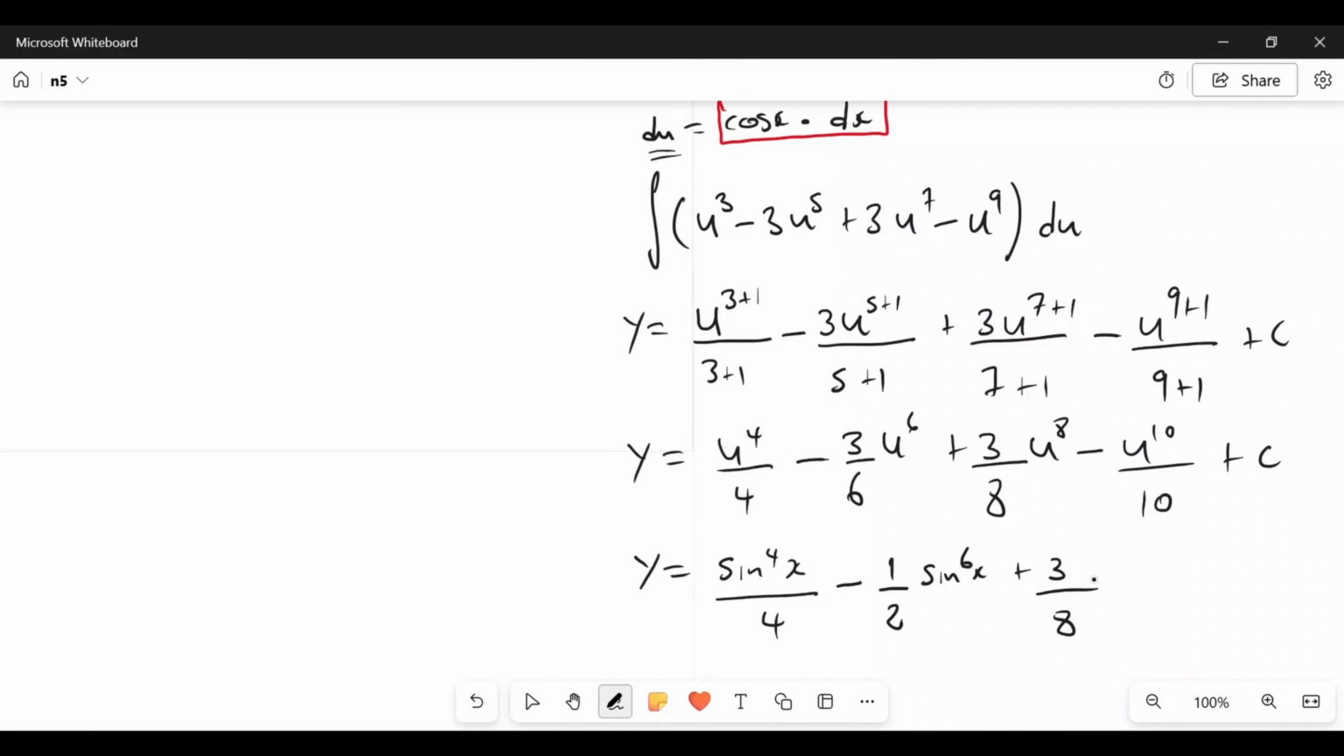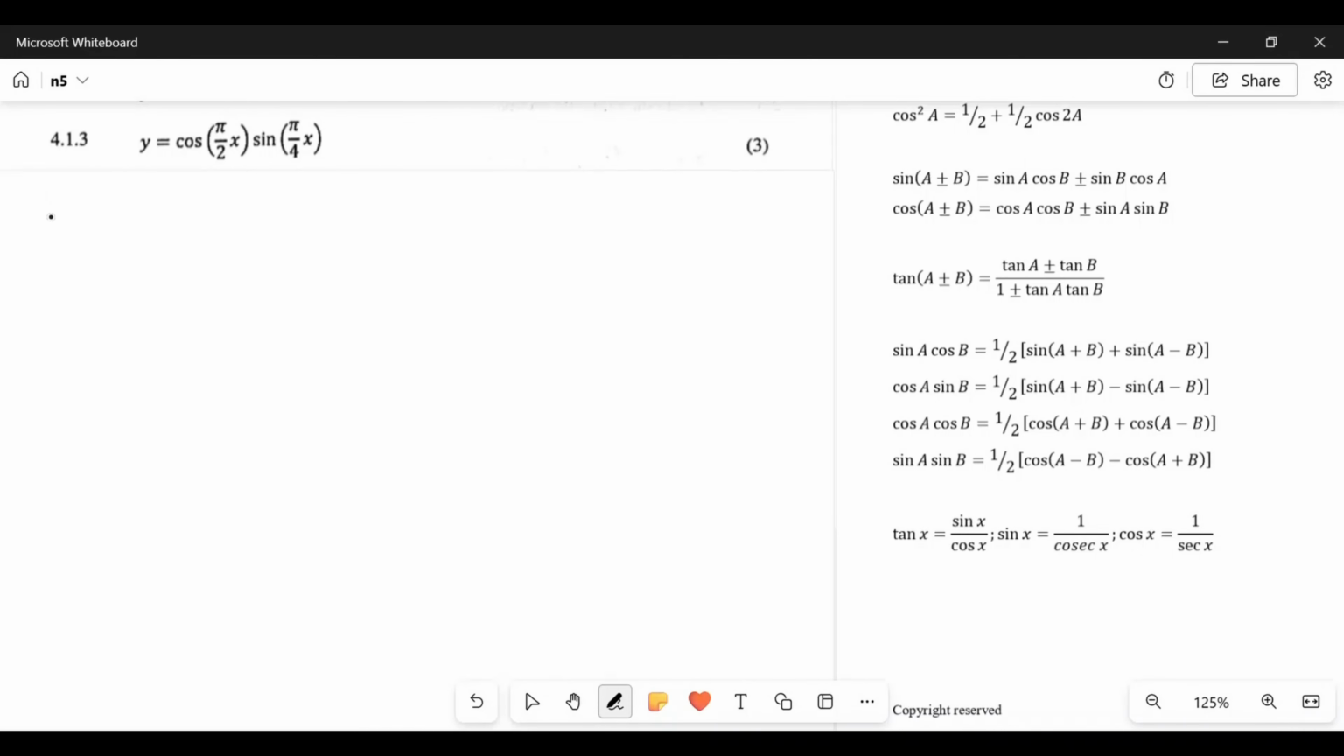And then we have u to the power of 8. That is going to be sine to the power of 8 x. And then the last one here, we have u to the power of 10. That is going to be sine to the power of 10 x divided by 10 plus c. Here is our final answer, guys. This here was long, so I hope you guys managed to understand it. Obviously, if you understood what was happening, it was not going to take you this long.